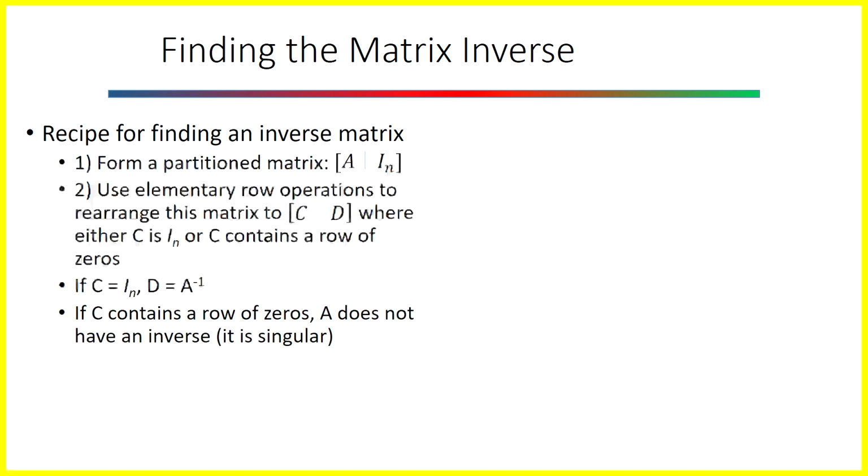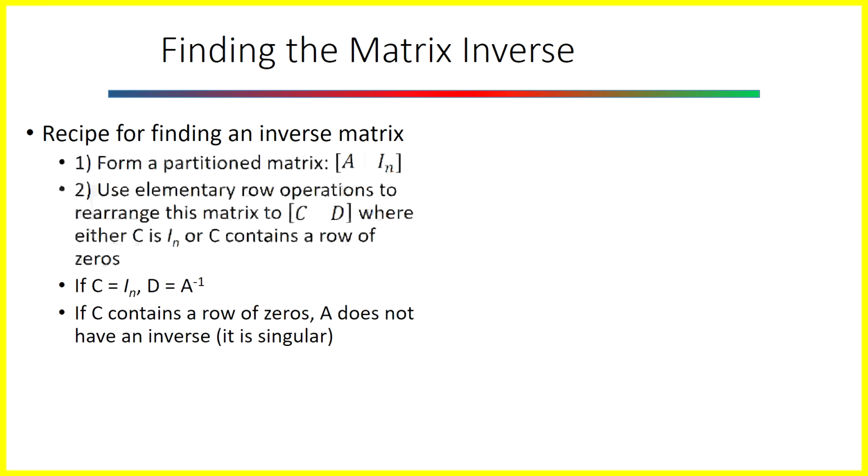Our recipe for finding the inverse of a square matrix A will have the following steps. First, form a partition matrix that includes the matrix A as well as an identity matrix with the same dimensions as A. Next, use elementary row operations to rearrange this matrix into a new partition matrix that includes the matrices C and D, where C is either the identity matrix or it contains a row of zeros.